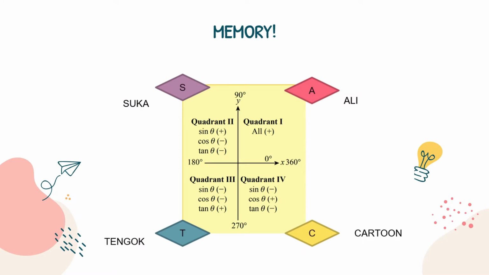And we have to remember the formula ASTC, in which in the first quadrant, all trigonometric function values are positive. In the second quadrant, only sin is positive. In the third quadrant, only tan is positive. And in the fourth quadrant, only cos is positive.